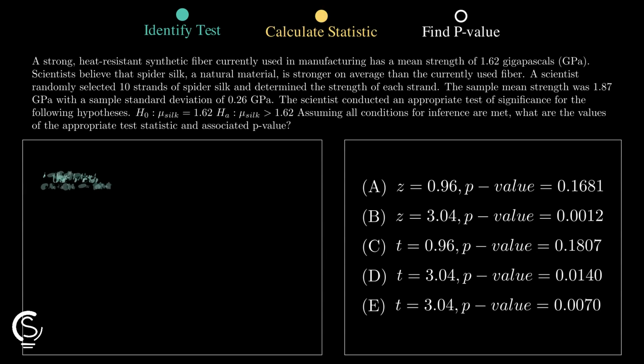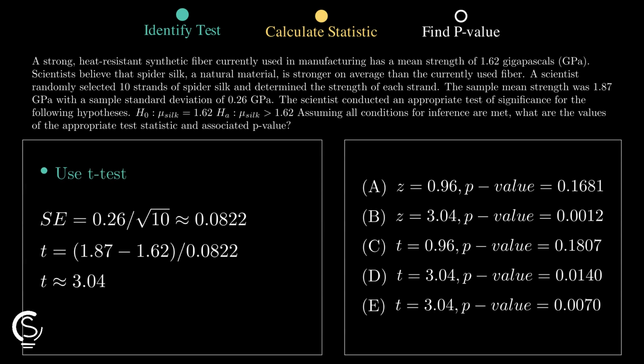Calculate the t-statistic by dividing the difference between the sample mean and the null hypothesis mean by the standard error, which is the sample deviation over the square root of n.